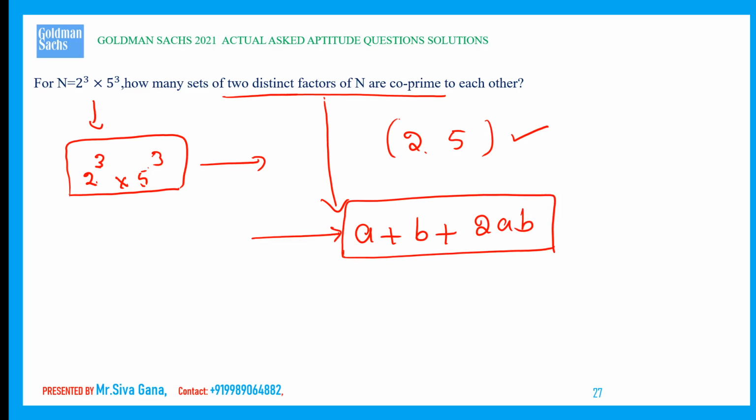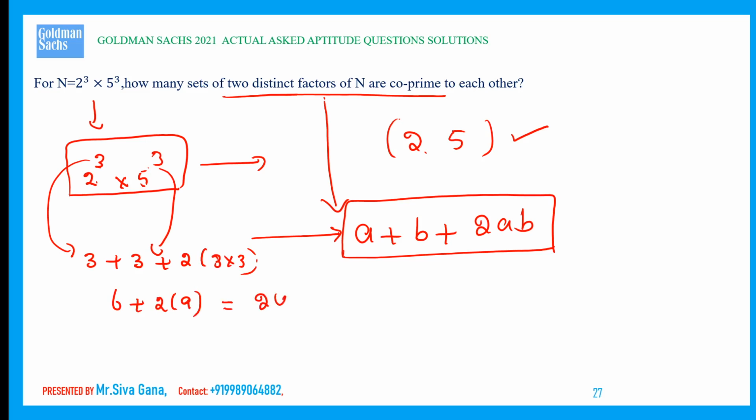Right? So A plus B plus 2AB. If you apply this, A is 3, B is 3: 3 plus 3 plus 2 into 3 into 3. So 6 plus 2 into 3, 3s are 9, 9 2s are 18, plus 6 is 24, right? So this is just a matter of a less than 1 minute question.